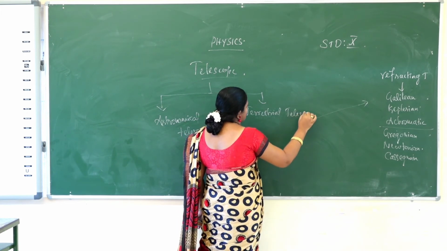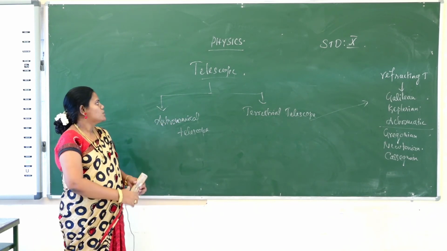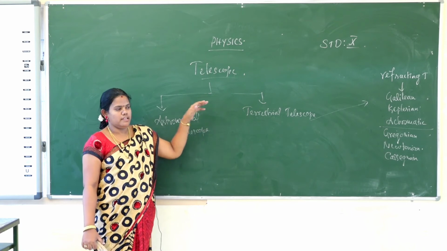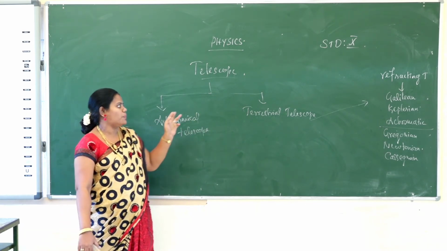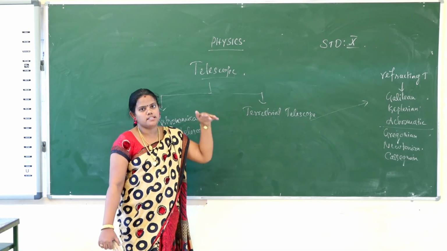The telescope used to observe the surface of the earth is the terrestrial telescope. So there are two types of telescope on the basis of the things to be observed: astronomical telescope and terrestrial telescope. The astronomical telescope views the celestial bodies.